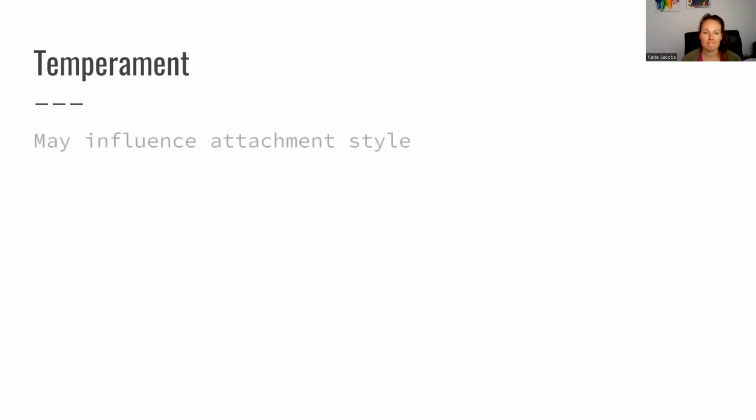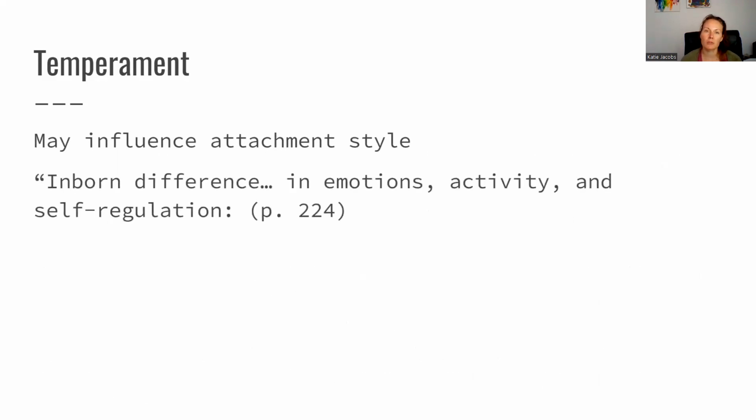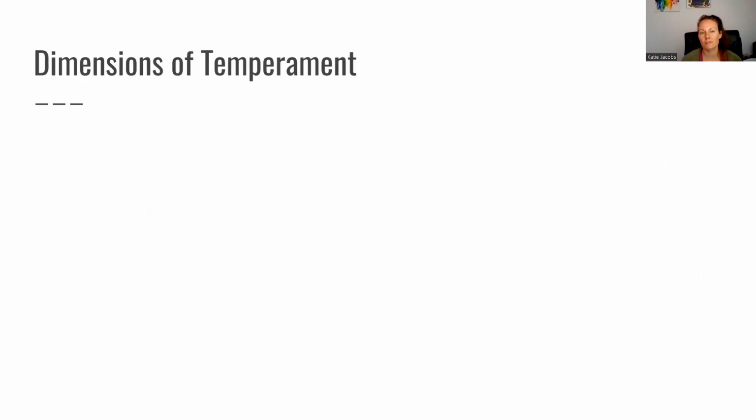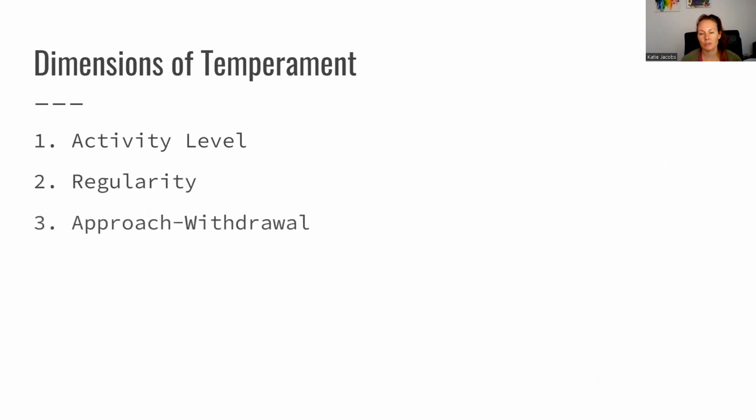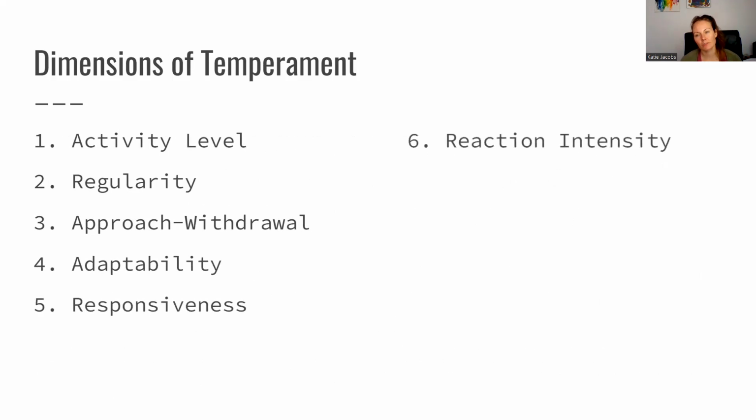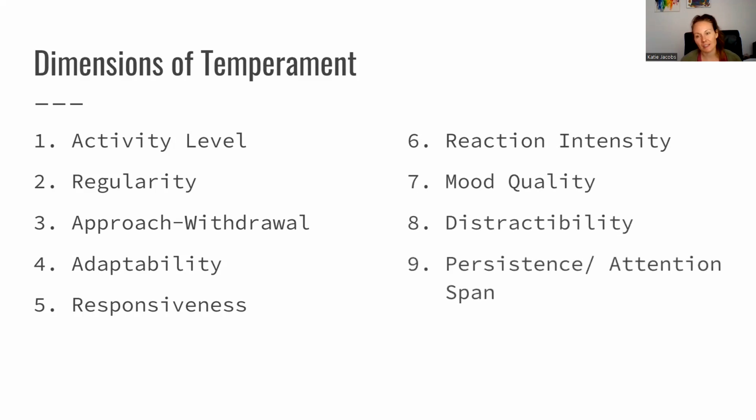And we also have temperament. This may influence attachment style as well. Temperament is just inborn differences in emotions, activity, and self-regulation. There are different parts of this that we can learn about. So there are different dimensions, such as activity level, regularity, approach/withdrawal, adaptability, responsiveness, reaction intensity, mood quality, distractibility, persistence/attention span. And so these different combinations can give a style of temperament.